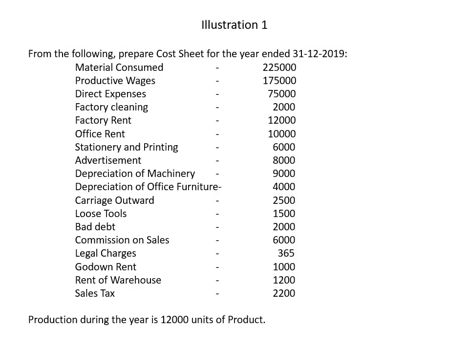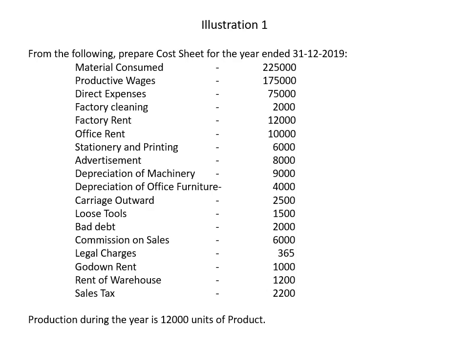This is an illustration with regard to preparation of a cost sheet. This is very simple, but the challenge is that we have to identify whether a particular expenditure is coming under factory overhead or office and administration overhead or selling and distribution overhead. We have to identify that. When we can identify these things, it is very simple to prepare a cost sheet.